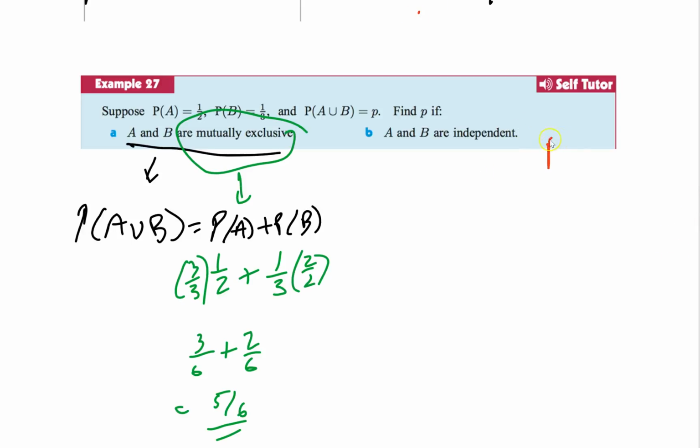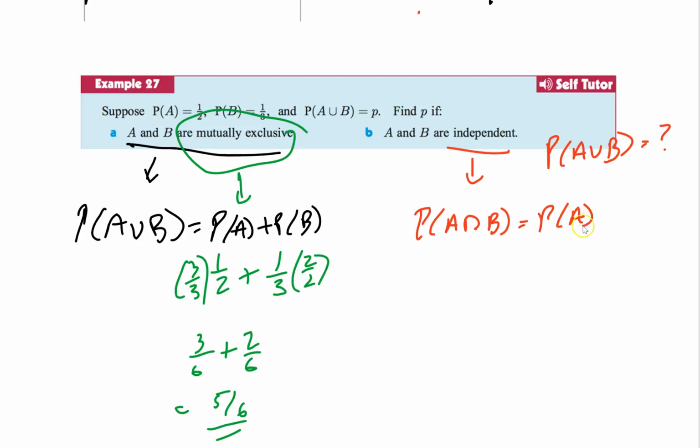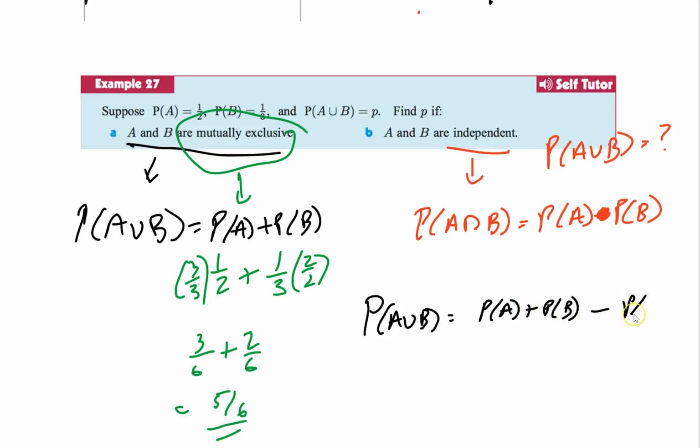Now let's look at this one. Find A union B if they're independent. Now independent, if you look at the formula for it, it's this thing, P(A) times P(B). Right, that's the formula for independent. You're like, that doesn't give me the union. Well, don't forget our best friend, the guy that always works, this thing right here: probability A union B equals probability of A plus probability of B minus the intersection.